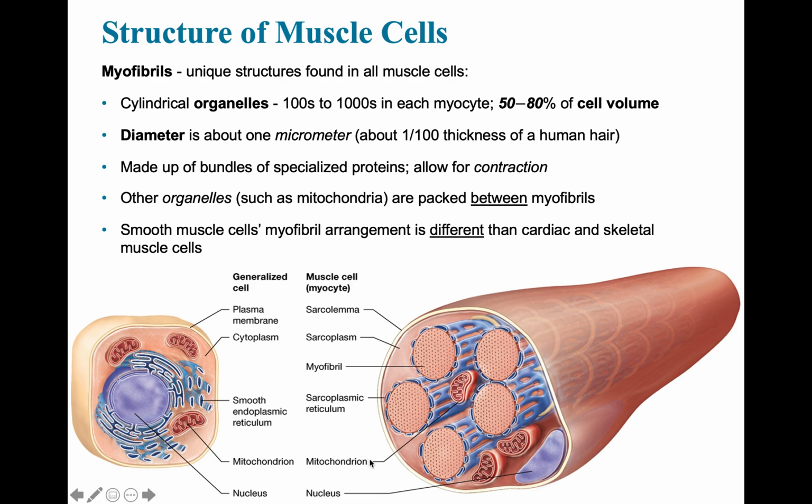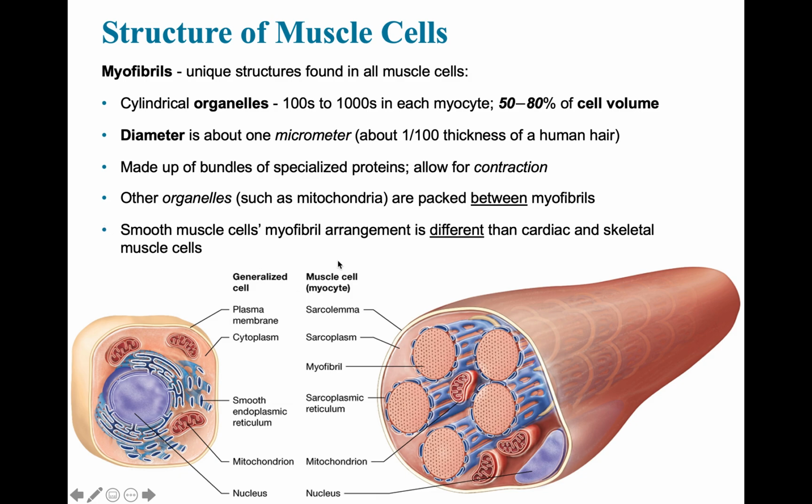Why? Mitochondria are the powerhouses of the cell. They produce lots of ATP, and that ATP you'll see is needed for muscle contraction. So it makes sense that lots of mitochondria would be located around these myofibrils. Also makes sense that smooth endoplasmic reticulum, the sarcoplasmic reticulum, would be surrounding the myofibrils because calcium is also needed for muscle contraction. And the sarcoplasmic reticulum stores lots of calcium.